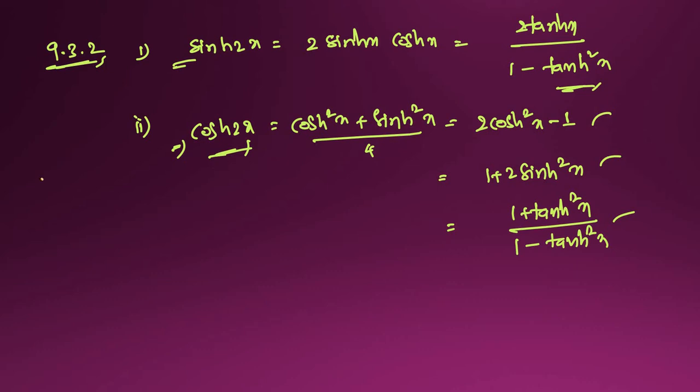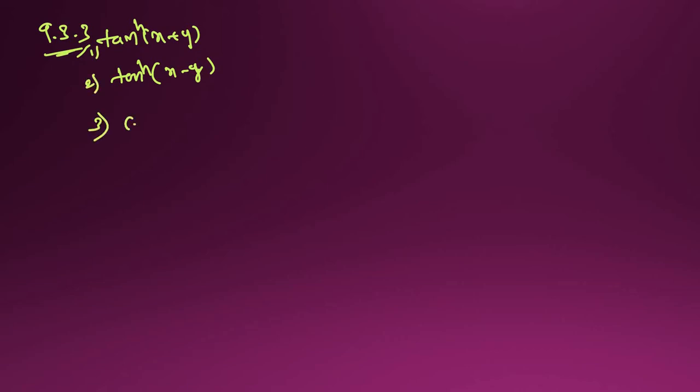The proofs are also given on page number 363. After that, another important theorem is given, 9.3.3. There you will find tanh of x plus y and tanh of x minus y, and this is the first one, this is the second one, and this is the third one. Here coth of x plus y, and the fourth one is coth of x minus y. These values are given there, so please find them on page number 363.